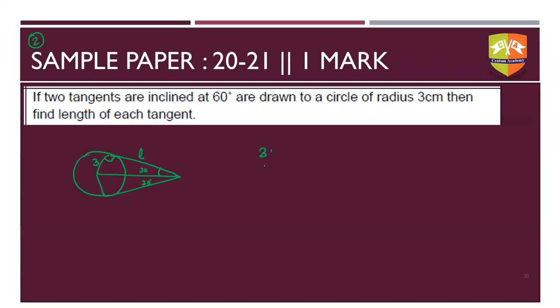So tell me, 3 upon L is tan 30, no? 3 upon L is tan 30, yes or no? Tan 30 is 1 upon root 3. So 3 upon L is equal to 1 upon root 3. So L is 3 root 3 centimeter. All of you getting it? 3 root 3. Okay, trigonometry. Fair enough. Chaliye, 2 marks done.